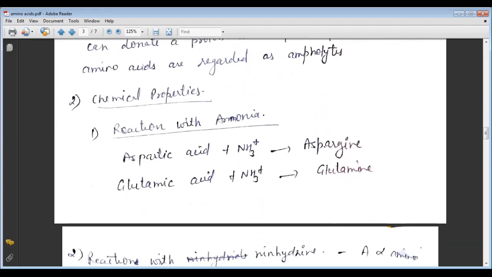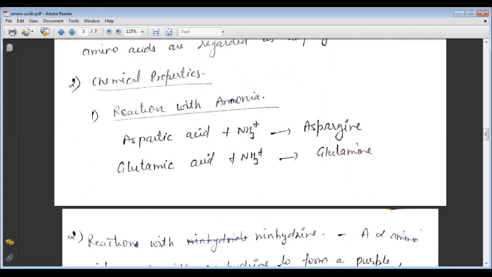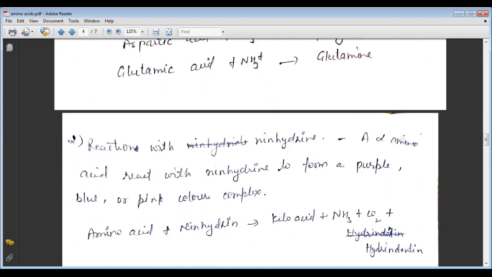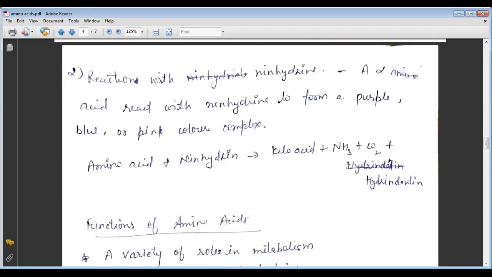Aspartic acid reacts with ammonia and it gives asparagine. Glutamic acid reacts with ammonia and it gives glutamine. Now reaction with ninhydrin. Alpha amino acid reacts with ninhydrin to form a purple, blue or pink color complex. These are related to the keto group, ammonia, carbon dioxide and hydrogen.